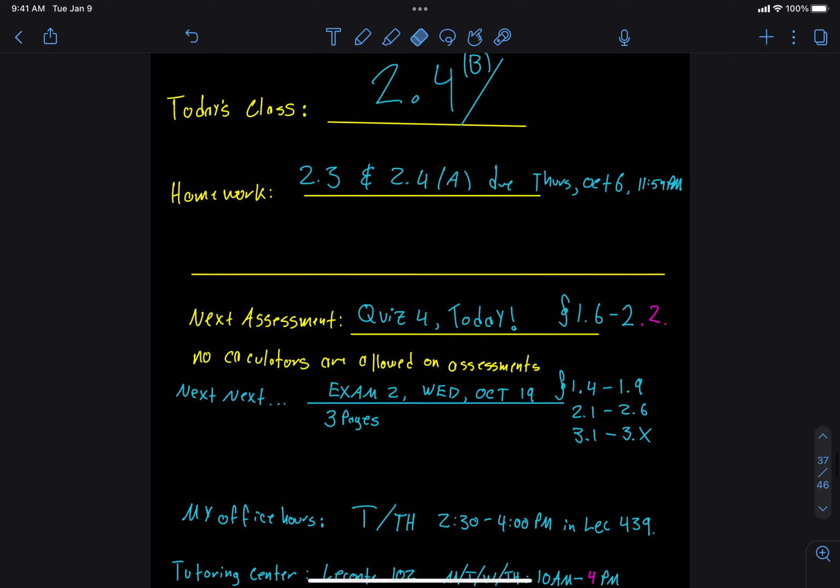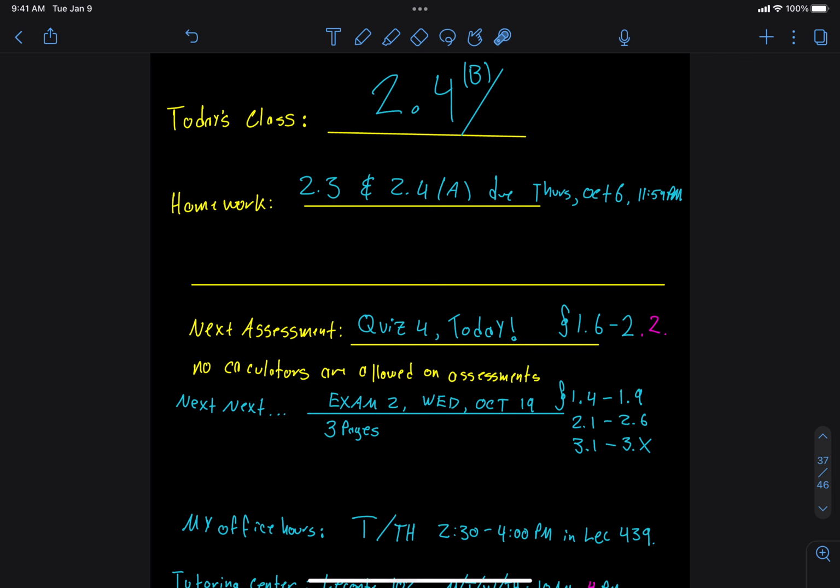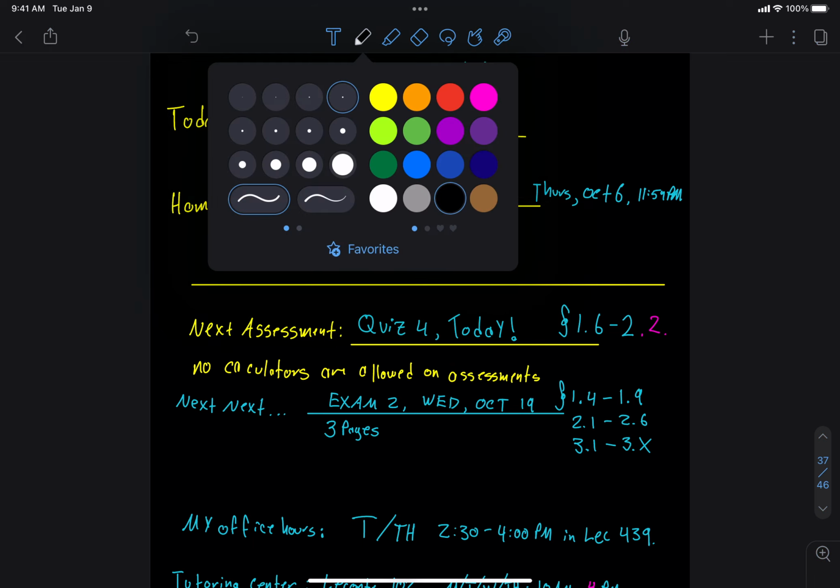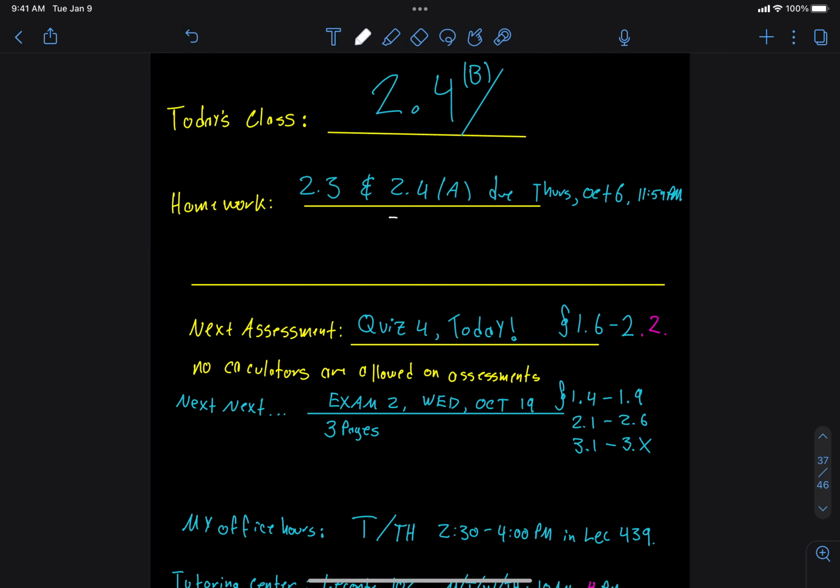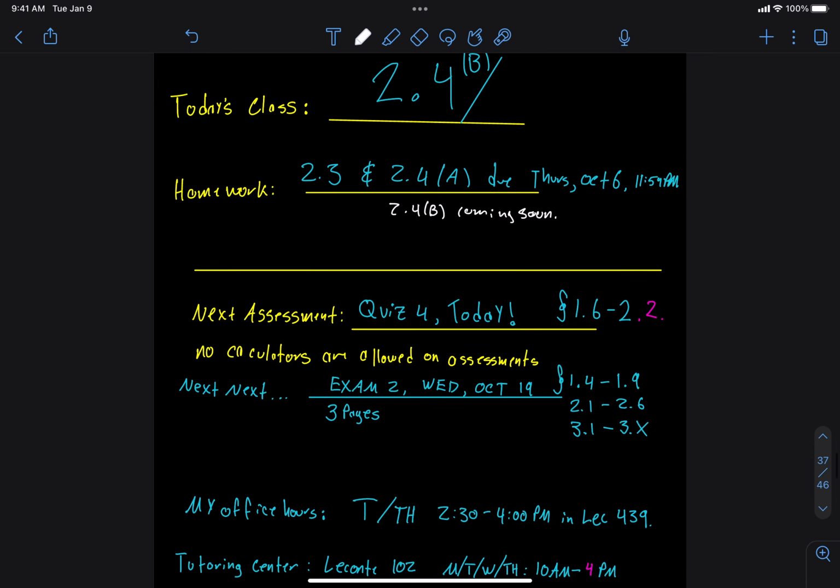But I just want to remind you of two homeworks which I have posted, which are going to be due on Thursday. So that's not tomorrow, but the day after tomorrow at 11:59 p.m. is homework 2.3 and homework 2.4a. And then 2.4b homework will be due sometime after that. 2.4b coming soon. That'll probably be due Friday, depending on if I finish 2.4 today.